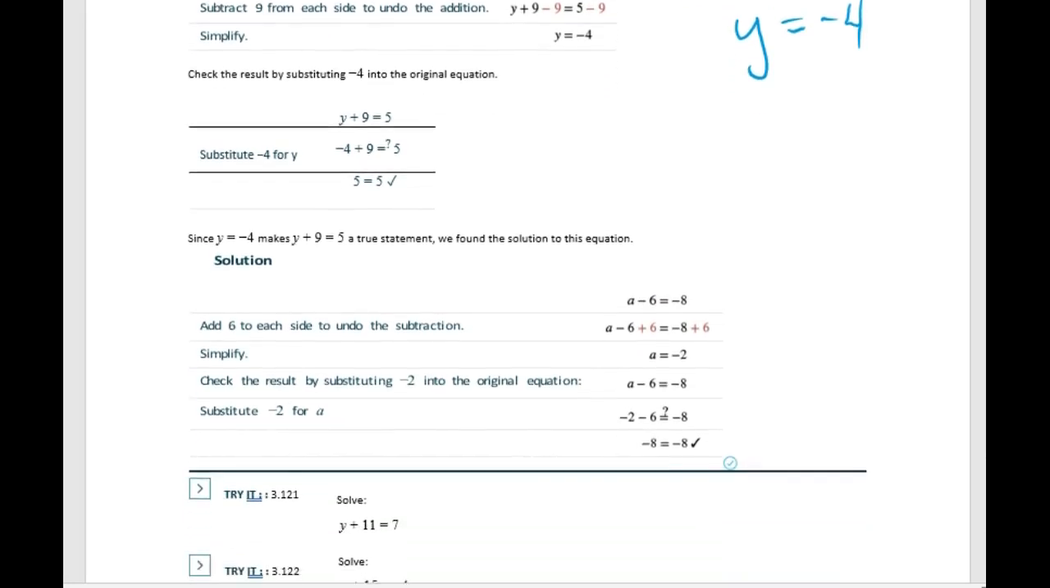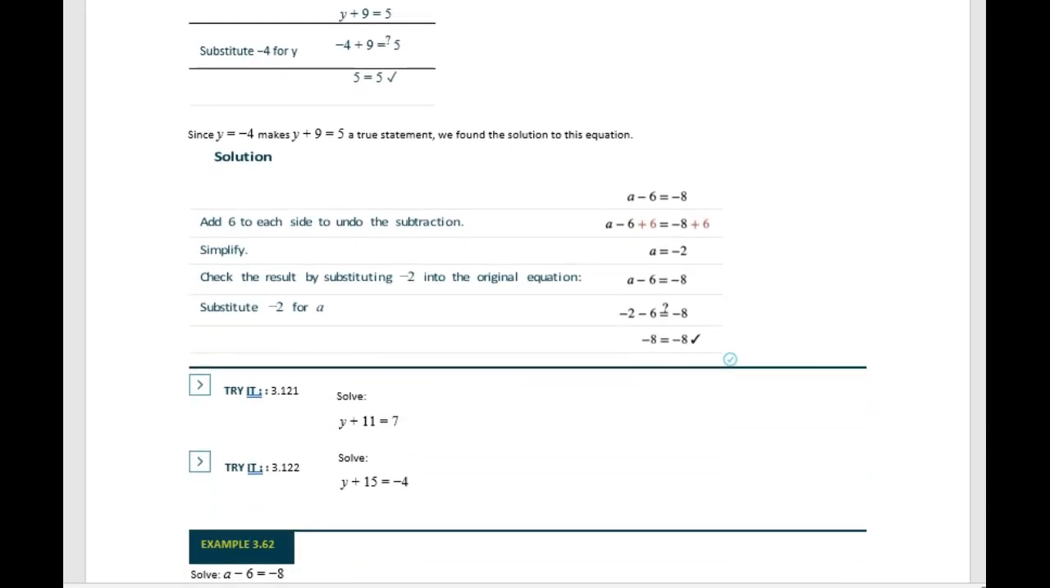Okay, here's our next example. I have a minus 6 equals negative 8. I want to solve for a and get a all by itself. I see I have subtraction right here, and to undo subtraction, I would add. So I'm going to add that 6 to both sides of my equation and simplify and solve. The values go away on the left side, so I'm left with just my variable, and a equals negative 2.